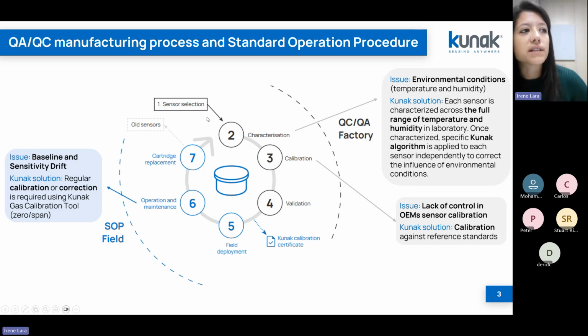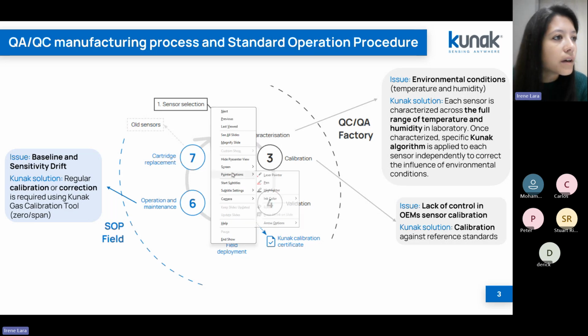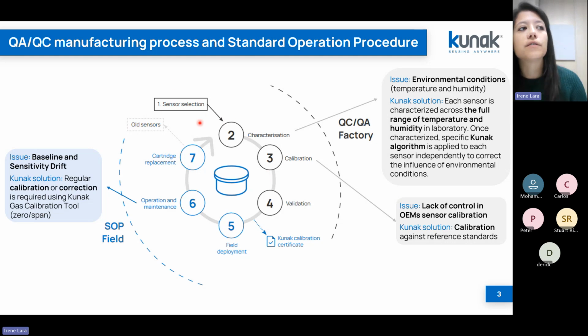So the first step that we do is the sensor selection. This is a step that we already have done for the different sensors. We select several providers, we test different sensors, and we select the best ones that are suitable for the application. And then once we have selected the best sensors in the market, we can start our quality control and quality assurance process that is carried out in our factory. The first step will be the characterization of these sensors.